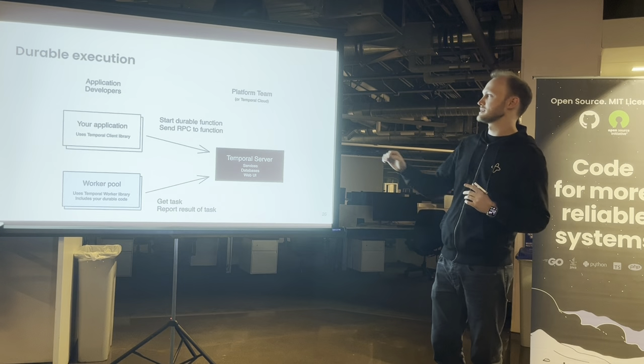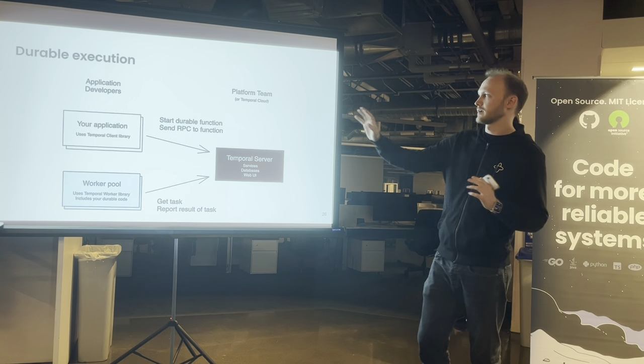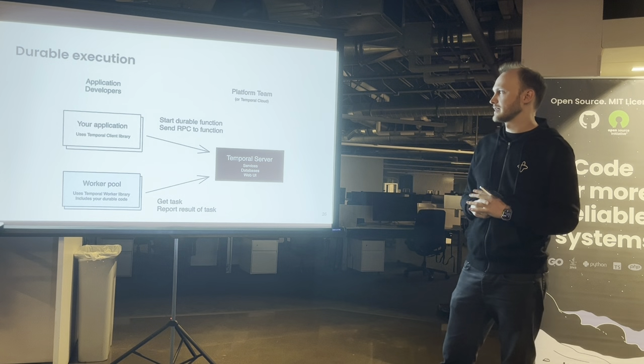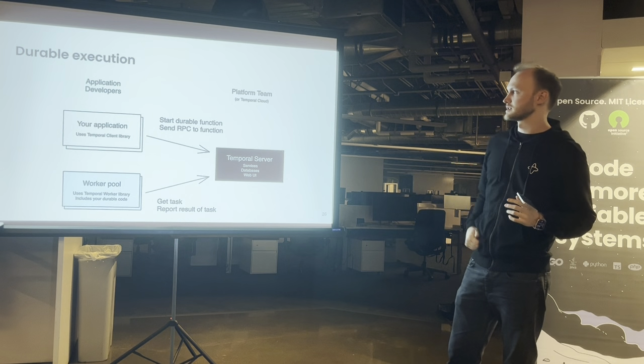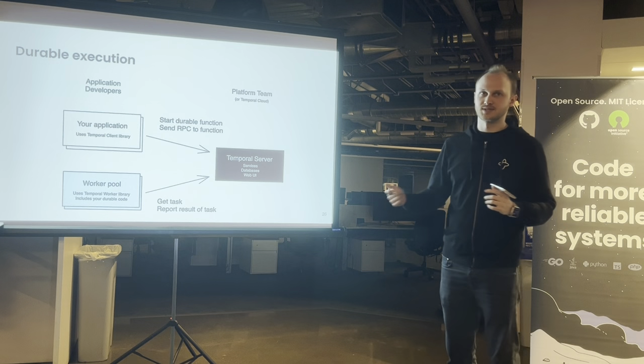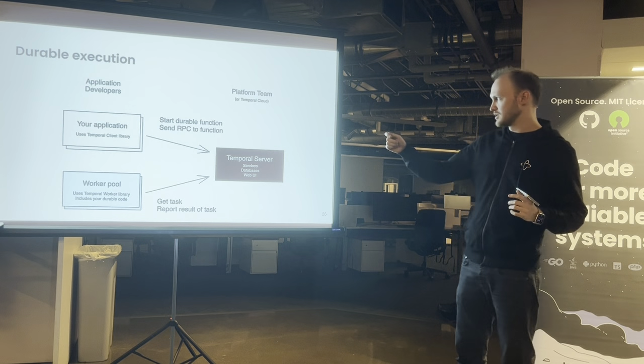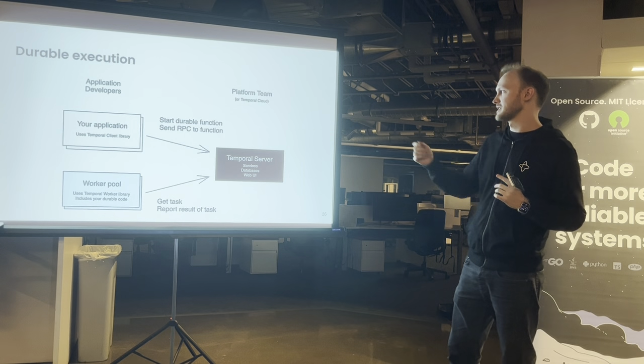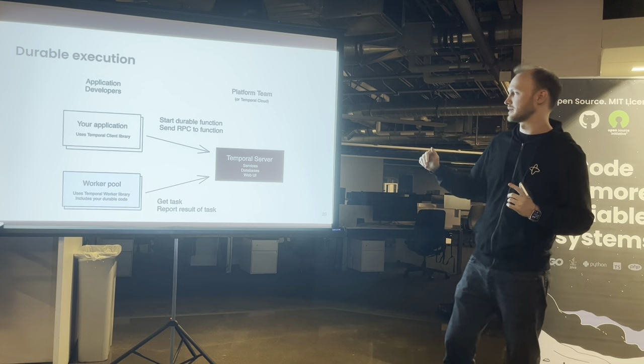So the flow is, you start out anywhere in your backend application, you import our client library and you use it to start a durable function or send an RPC to an existing function. And that's communicating with the server. You give it the address of wherever you deployed your server.